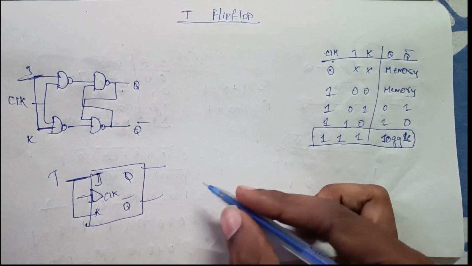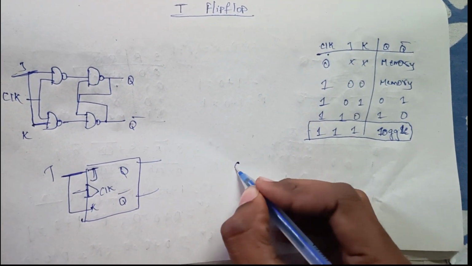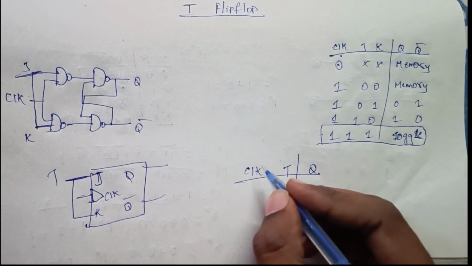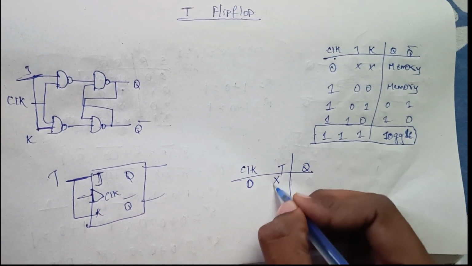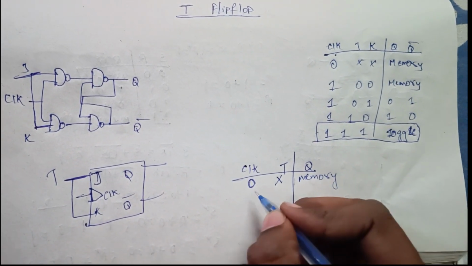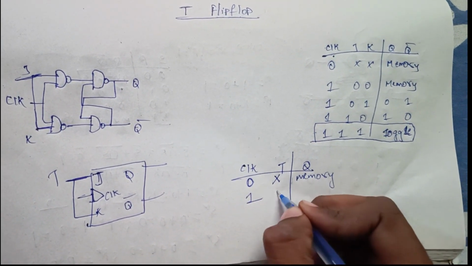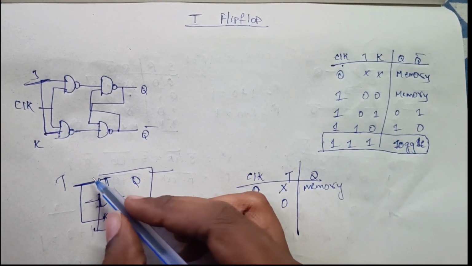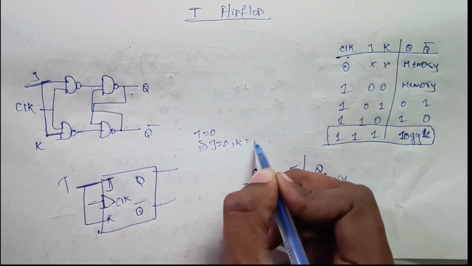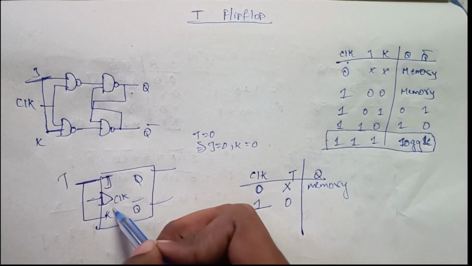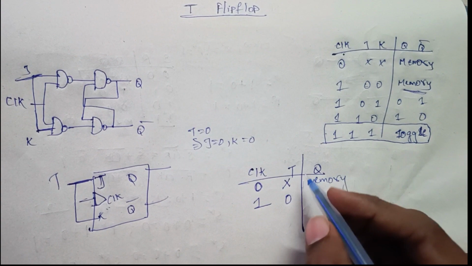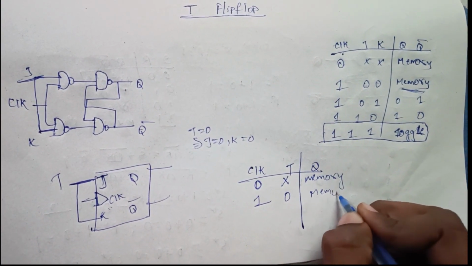Now we will write the truth table for this T flip-flop. So obviously we have clock, T and Q. If the clock is 0, irrespective of the T input, the output will be saved. It will keep the previous state. If I apply the clock as 1 and T as 0, that means J equals 0 and K equals 0, because a single input is applied to both of the inputs. So if both inputs are 0 0, what is the state? Memory. So I am writing memory.